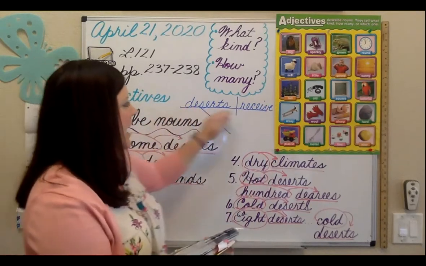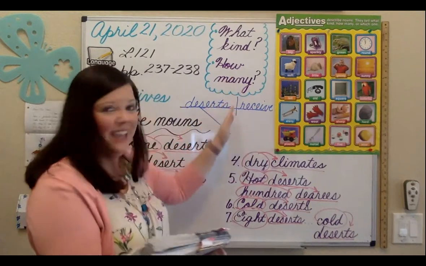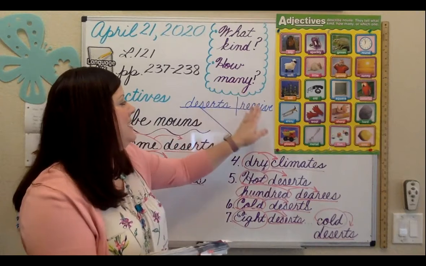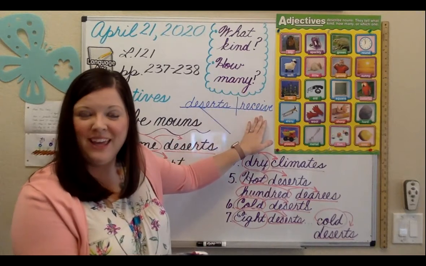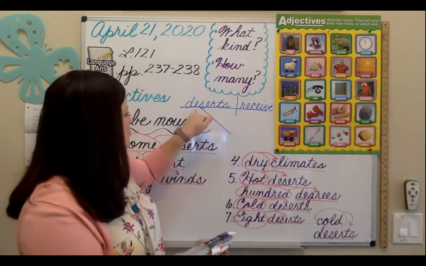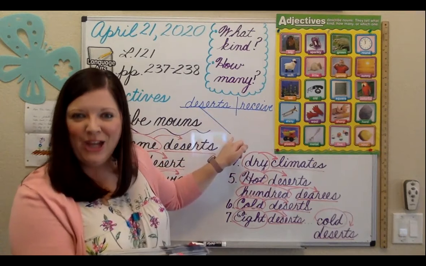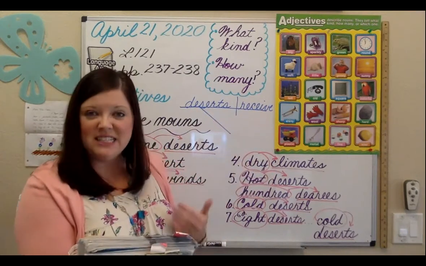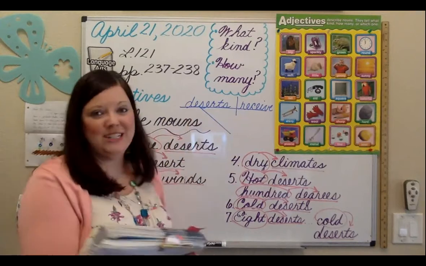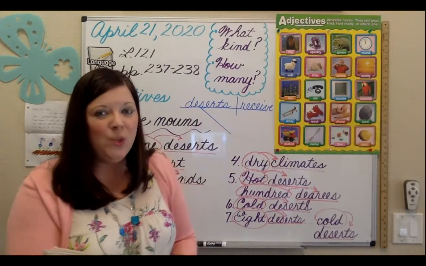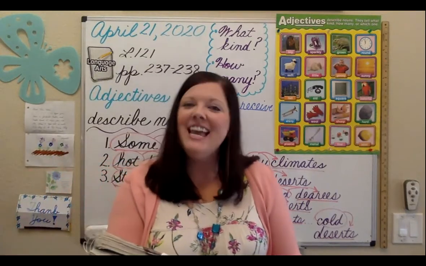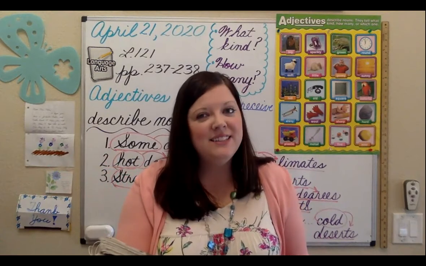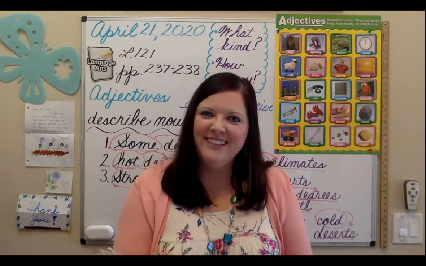Okay, I've drawn my line. I cut it in half. My simple subject went on the left. My simple verb or my simple predicate went on the right. Then I drew a diagonal line underneath my subject because the word cold gives us more information about the word deserts. Notice that cold is the first word in our sentence, and we always capitalize the first word in a sentence. If it's capitalized in the sentence, it's going to be capitalized in our diagram.